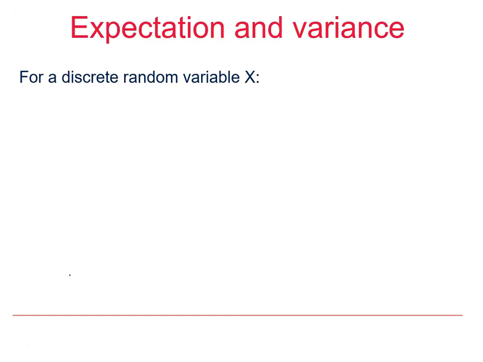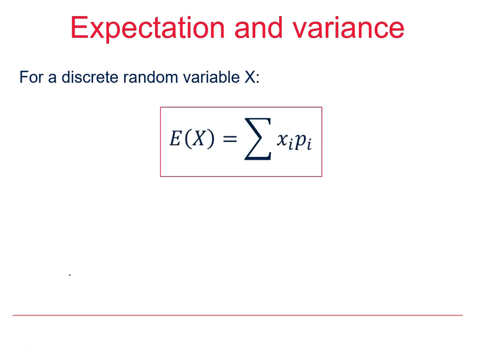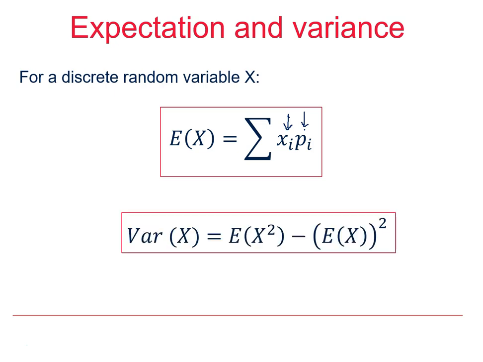You should recall from work we've done before that the expectation of a discrete random variable x is the sum of each outcome xi multiplied by the probability of getting that outcome, and the variance is obtained by the expectation of x squared minus the expectation of x, the mean of x, squared. Those are the results that you should be familiar with.